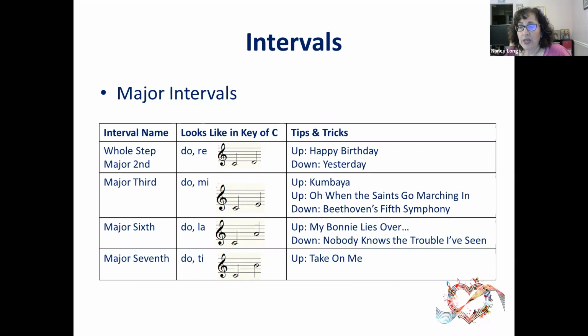Major 6th down, nobody knows. And then a major 7th, and this might not be as familiar to you, but you probably know it by the sound. Take on me, take on me. Is that ringing any bells? Yes, no?